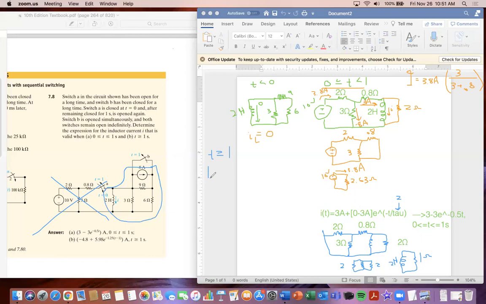So we're going to have our inductor. Then we're going to have our resistor. Oops. Let me draw this more down. Got another resistor here. Then we got another resistor here. And then we have a current source.